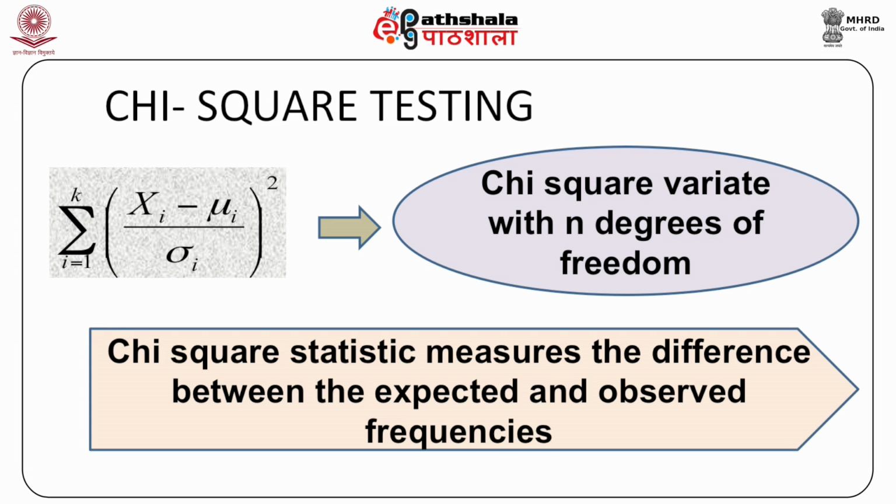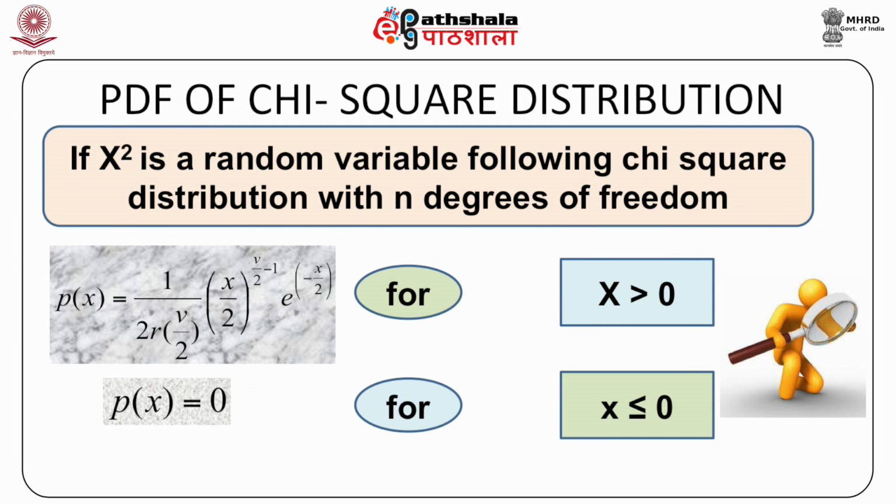The chi-square statistic measures the difference between the expected and observed frequencies. In absence of any relationship between the variables, its value is zero. Moving on to the PDF of chi-square distribution, if the chi-square is a random variable following chi-square distribution with n degrees of freedom, then its probability density function is given by the following.